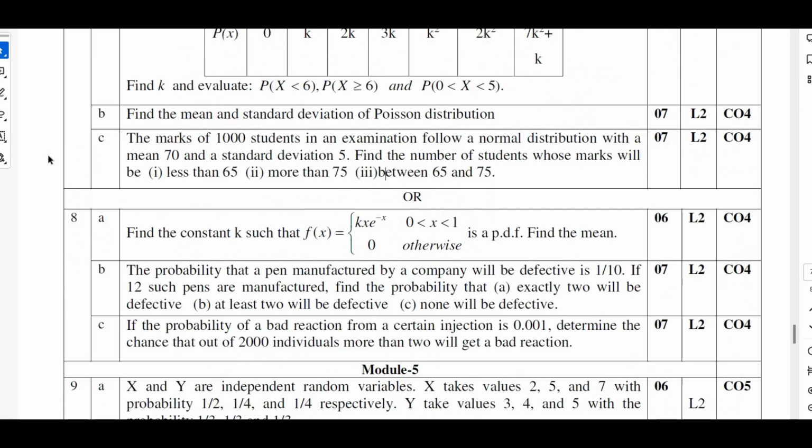Moving on to next problem. The probability that a pen manufactured by a company will be defective is 1 by 10. If 12 such pens are manufactured, find the probability that exactly 2 will be defective, at least 1 will be defective, none of them will be defective.